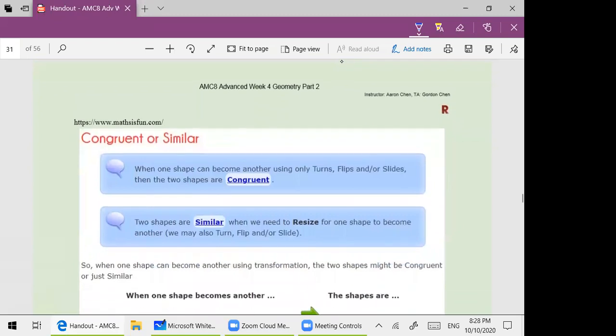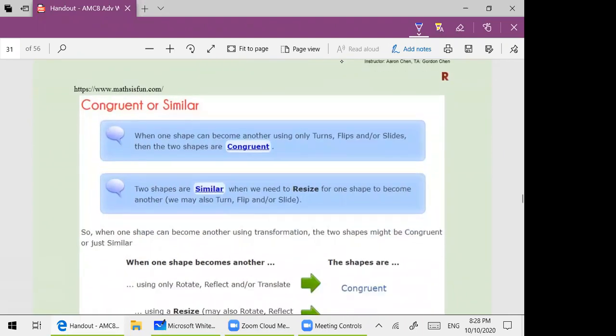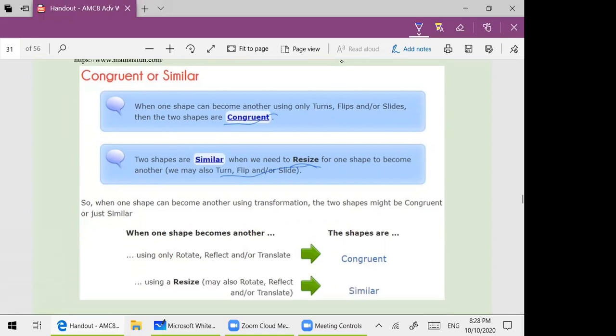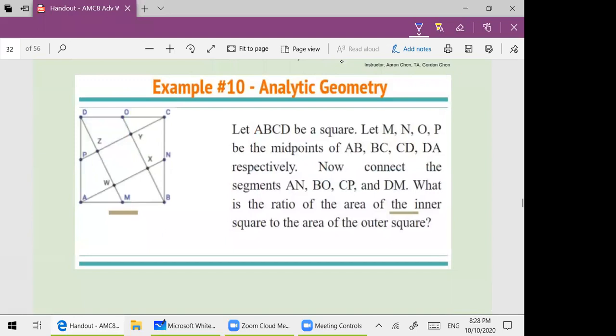When one shape can become another using only rotations, reflections, and translations, it's called congruence. And two shapes are similar when you also need to dilate them, in addition to rotations, reflections, and translations. Okay, now here's your next example.